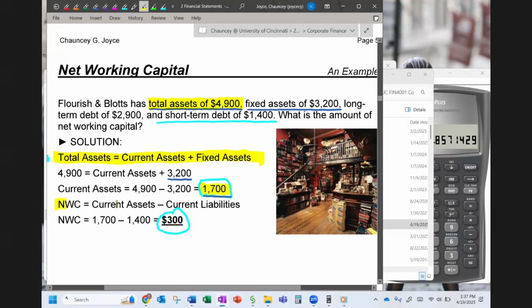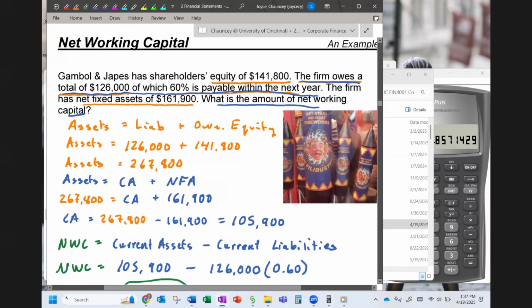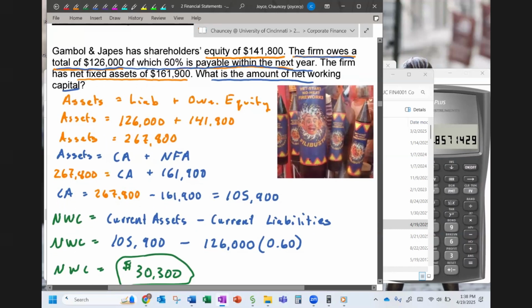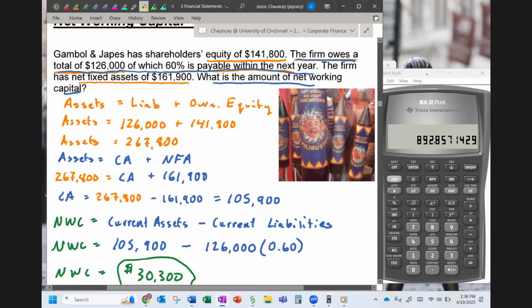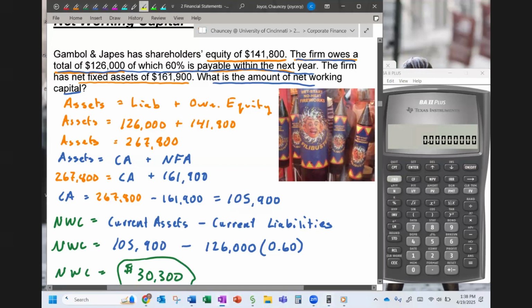This company has shareholders' equity of 141,800. The firm owes, that's a liability, a total of $126,000, of which 60% is payable within the year. The firm has net fixed assets of 161,900. What is the amount of net working capital? Now, before we can solve for net working capital, we're going to need another identity first. Take a second to see if you can figure out what that would be.